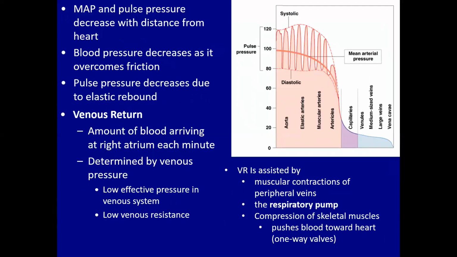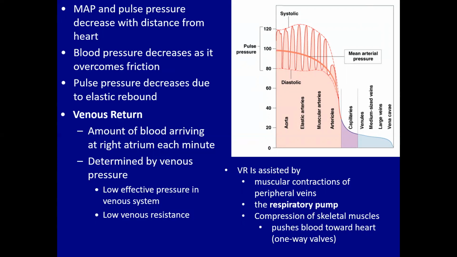Your mean arterial pressure and pulse pressure are going to decrease with the distance from the heart. Okay, that only makes sense as you can see the pressures are actively decreasing. And this pressure is going to decrease as it overcomes the friction. Once we get to the venous side, the amount of blood that arrives in the right atrium each minute is going to be determined by that venous pressure. And there's low venous resistance. Remember what the lumens look like? They're huge, right? So you've got this minimal venous resistance.